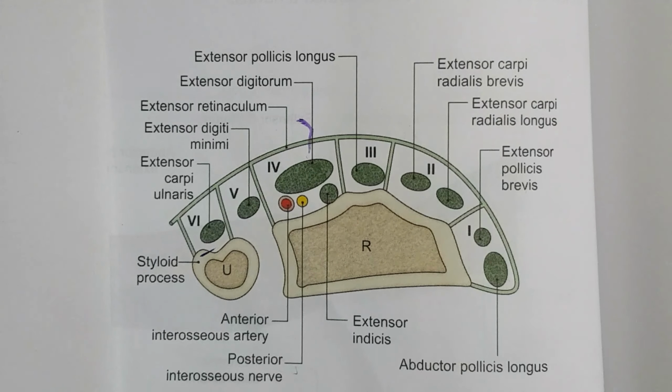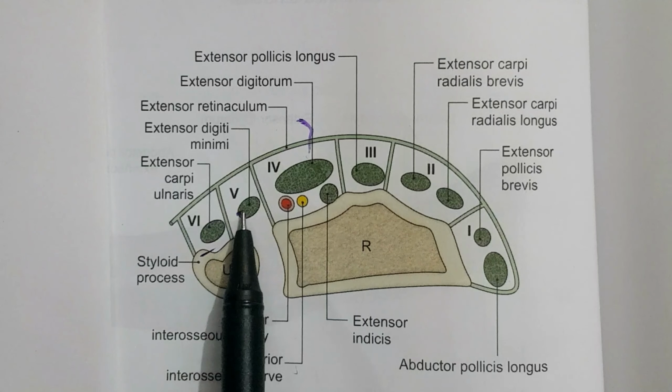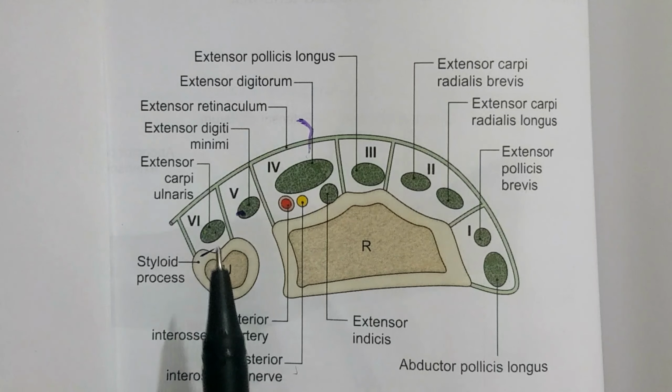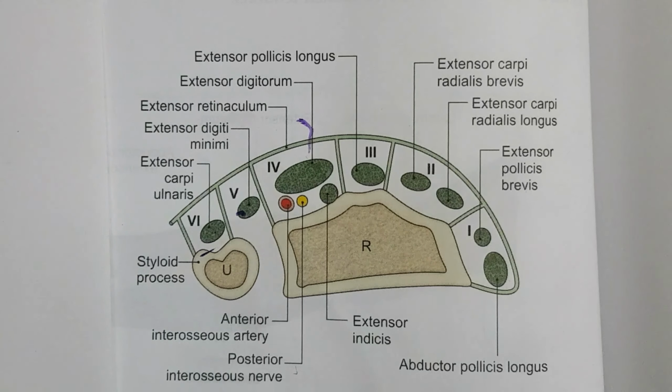The fifth compartment holds the tendon of the extensor digiti minimi. The sixth compartment holds the tendon of the extensor carpi ulnaris. So this was the osseofacial compartments of the extensor retinaculum. You guys have to learn the contents with respect to the number assigned to the compartment.